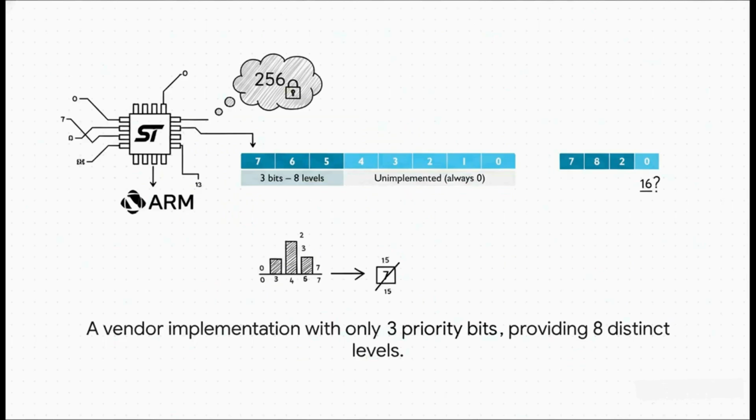And to make things just a little more fun, there's another detail. The ARM architecture allows for 8 bits of priority, which is 256 levels.